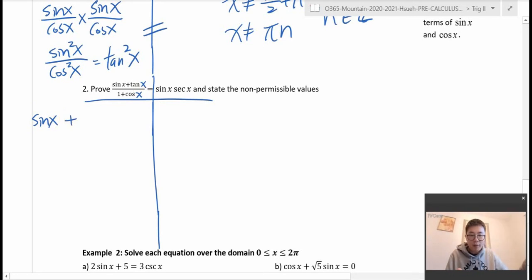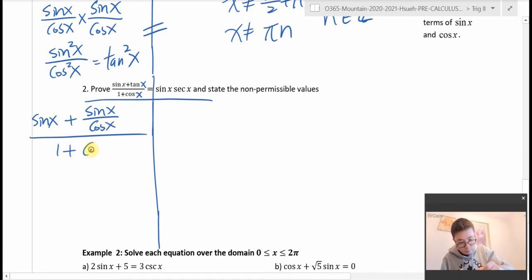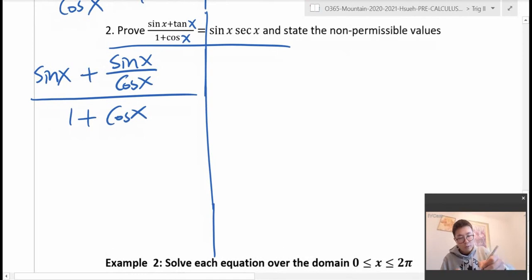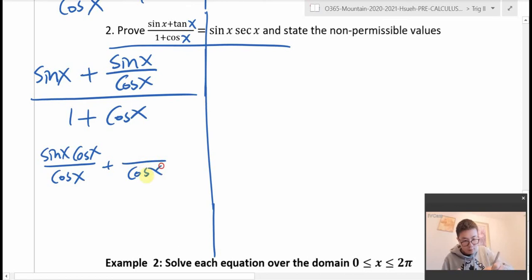Okay, so sine x plus tangent is sine over cosine, all over 1 plus cosine. Now in the numerator, I do see a fraction, so I need to add them together, which means I need a common denominator. So I need to have cosine x, and that means this is going to be sine x cosine x, plus sine x on the top. You still have the 1 plus cosine x here.